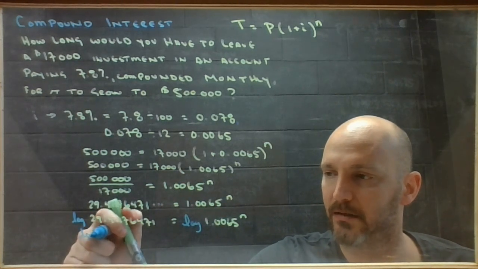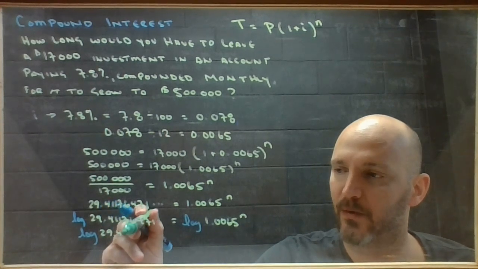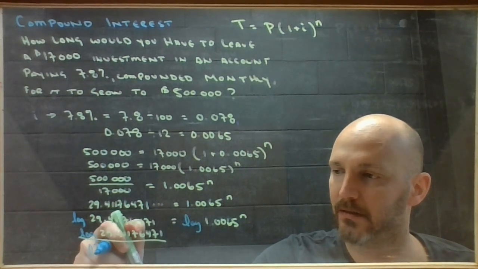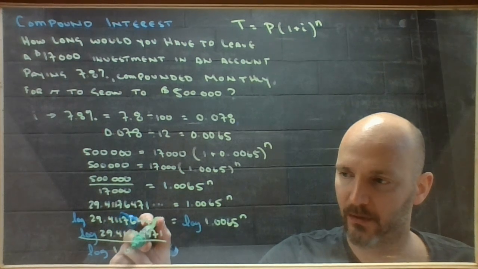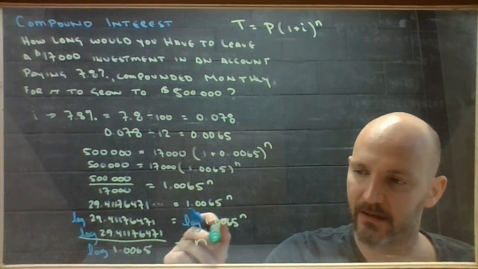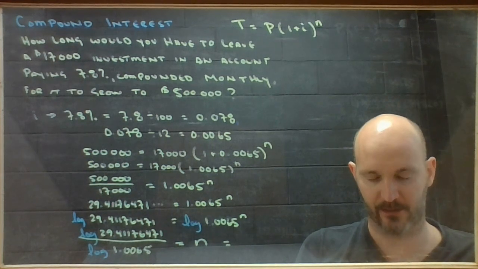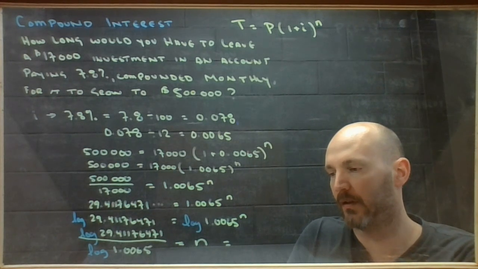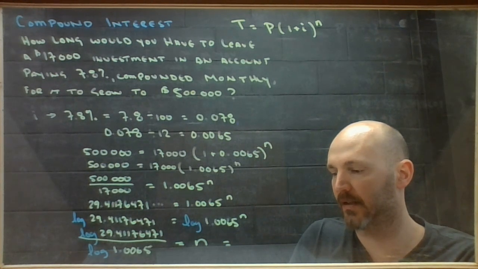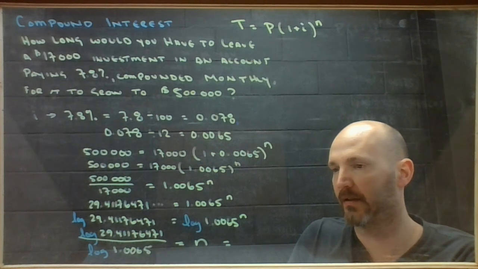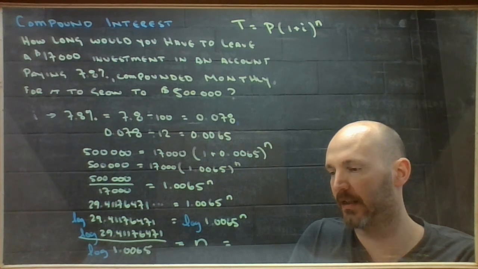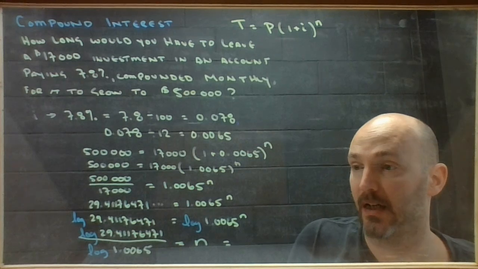So I need log 29.41176471 divided by log 1.0065, and that's going to give me n. All right, so my calculator here. Log of 29.41176471 divided by log 1.0065 gives me 521.9.